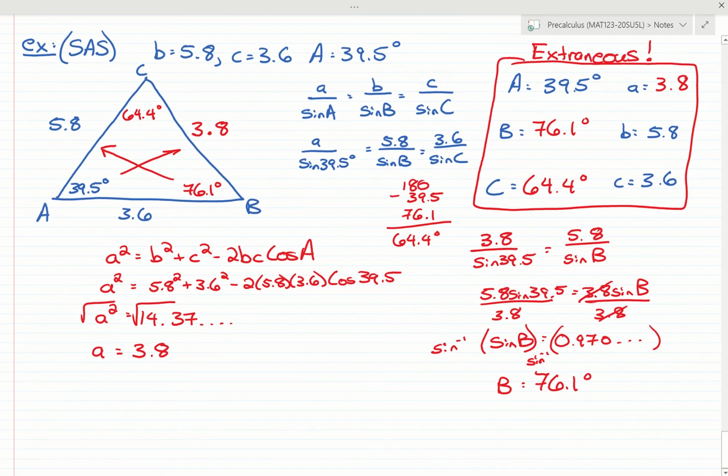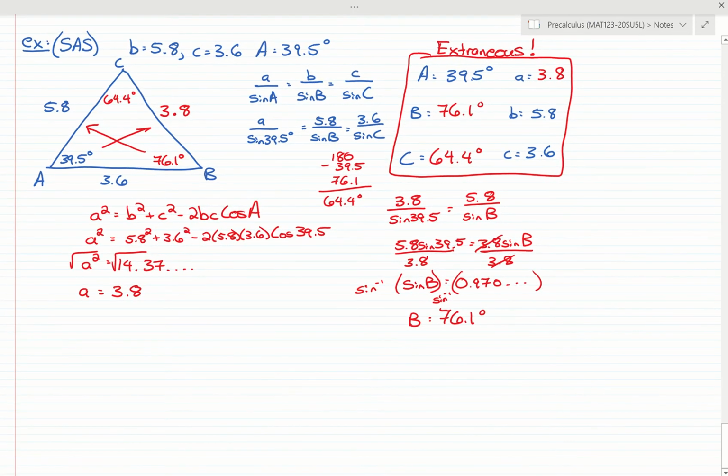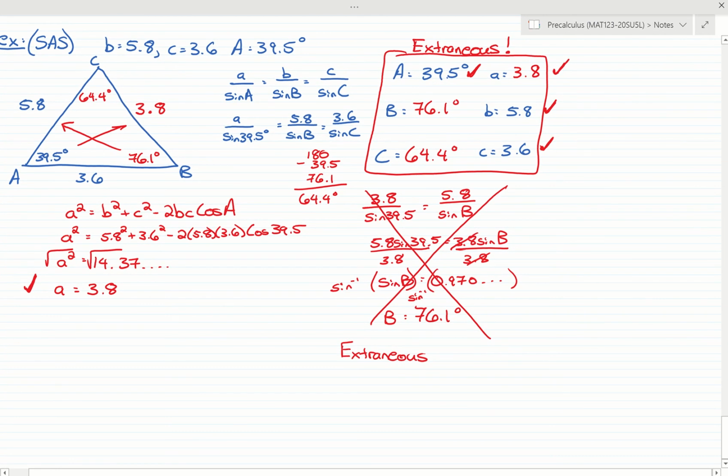So how could we get around this? Well, we can't help but get side A. Side A is fine. So this is good. These two aspects are good. But you remember how over here I told you we could either find angle B or angle C first? I found the angle B first, and that was a problem. So instead of finding angle B, let's see if we could find angle C first.